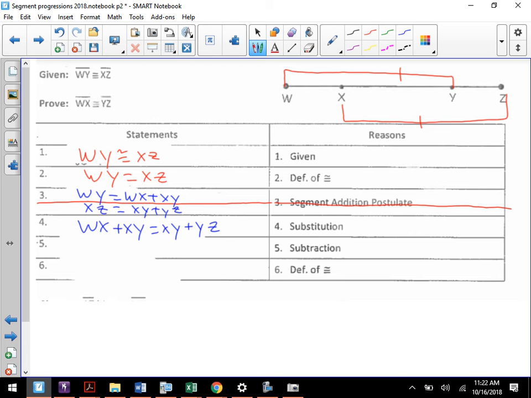So what did they subtract out from both sides then? XY, so what are you left with? And then, what do you think they did? Bless you, what do you think they did at the end?